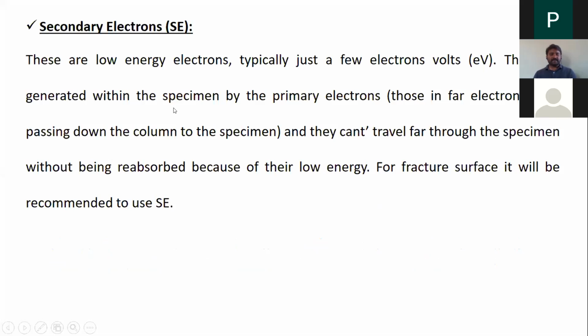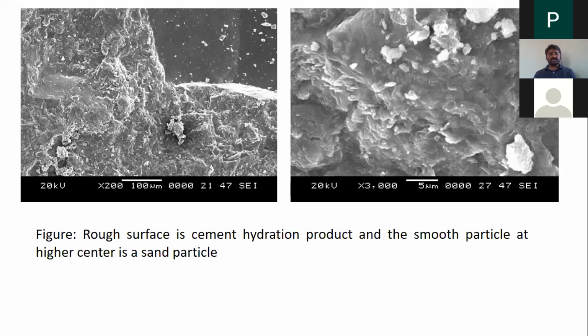Secondary electron images, the energy of electrons are very low. That's why they cannot reflect back. On the surface only, they reflect back and reflected images will be collected. So this is how you get the images.